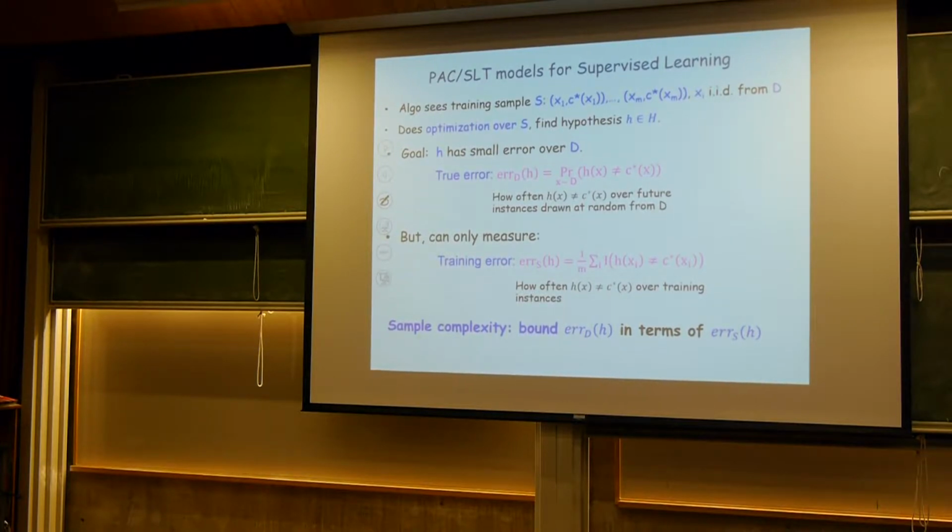Because if we're able to somehow guarantee that these two quantities, the empirical error and the true error, are arbitrarily close, then we know that if the number of samples is large enough as a measure of the complexity of the hypothesis space, and we optimize over the training sample, we'll also have good generalization error.